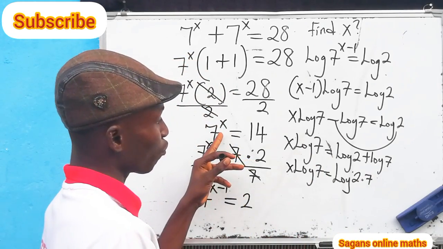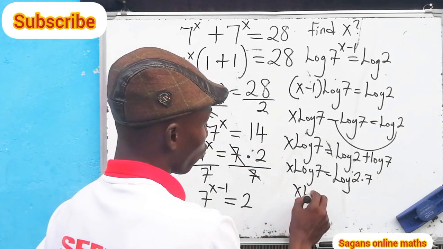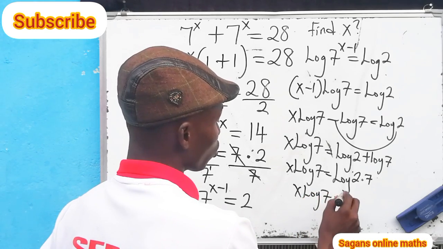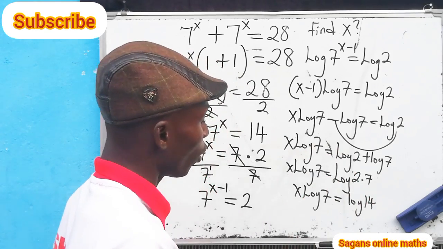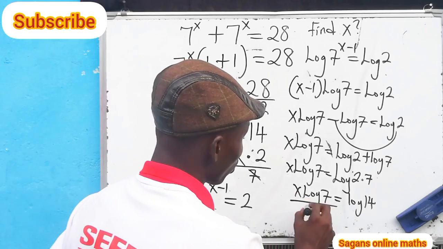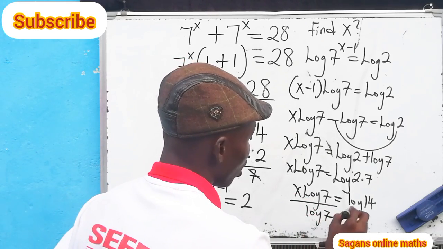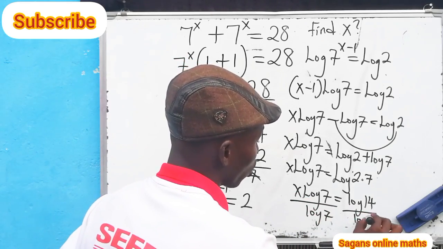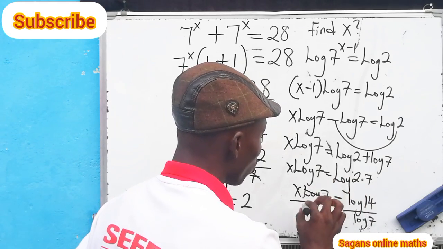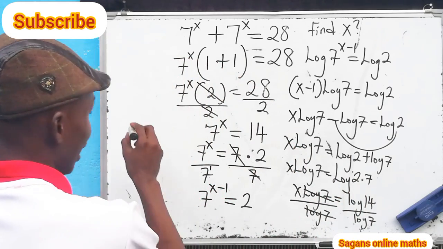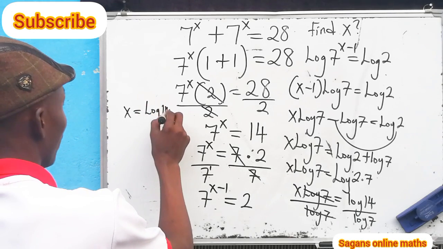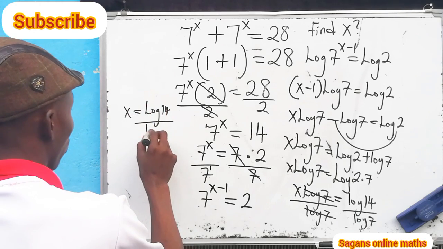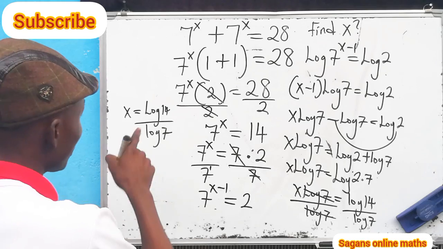You can also take it from here. So now see that x log 7 equals log 14. Now at this point what you are going to do is divide both sides by log 7. Log 7 will cancel out. So now see that our x will equal log 14 divided by log 7. This is the answer.